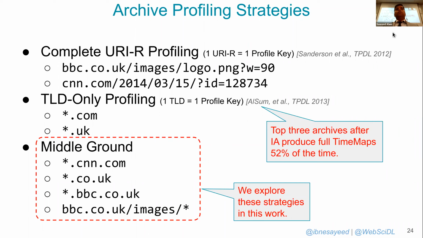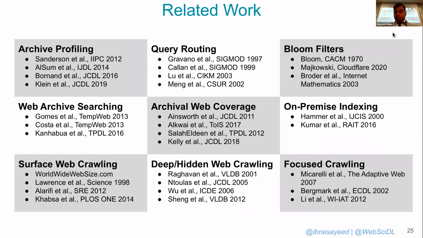What we are doing is we are looking at the middle ground between these two extremes, rather than taking complete URIs or just as little as the TLDs. We are looking for something like, how about every URI under CNN.com, or every URI under .co.uk, or bbc.co.uk being more detailed, or even further down if we go somewhere in the path, like /images, and after that everything. So that leads us to our related work.